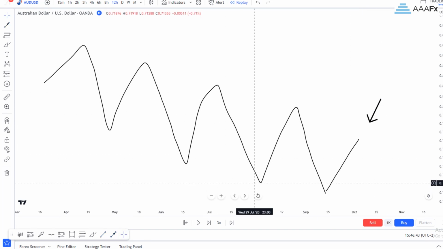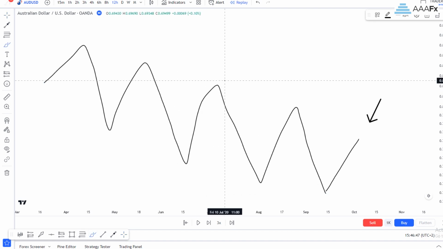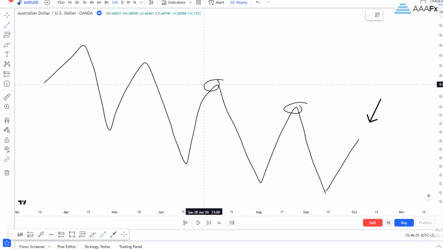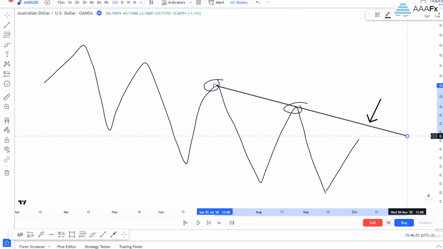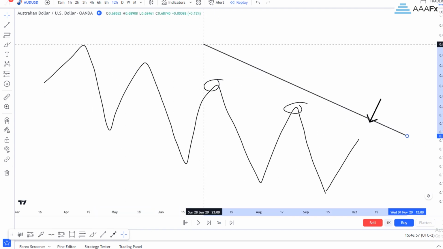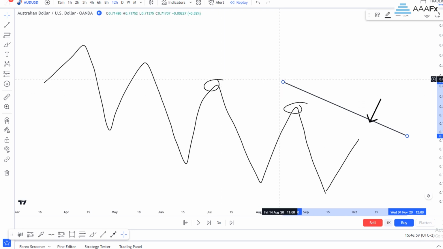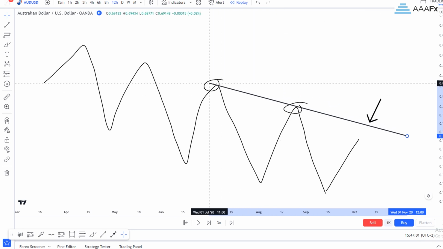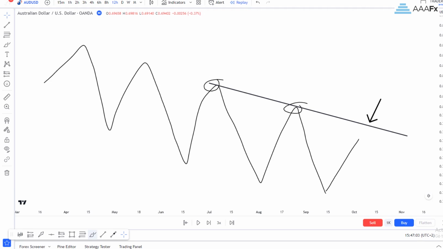So now, where are my two previous lower highs? My two previous lower highs are here. So that means I'm going to start my trend line here. Not there. I'm not going to skip any lower high. I'm going to start my trend line from the two previous lower highs, and then I wait for price to come there, and then I sell, right?